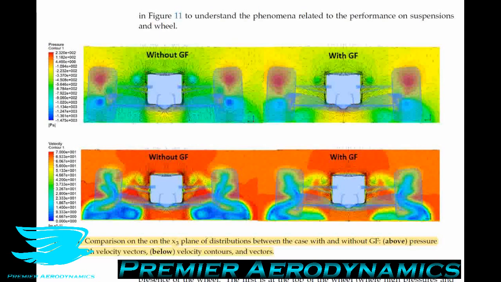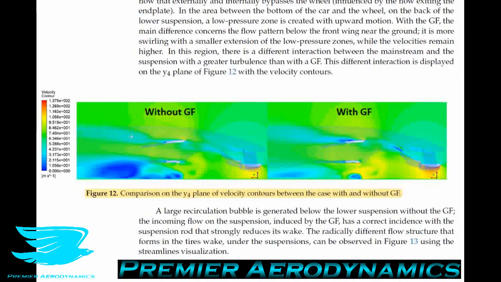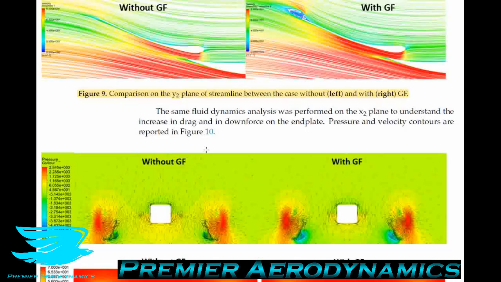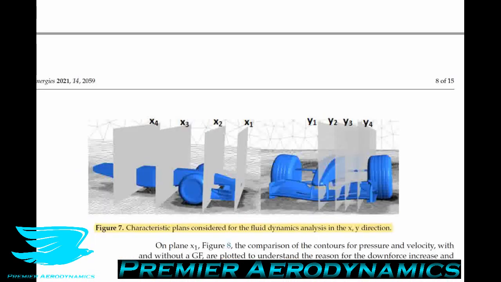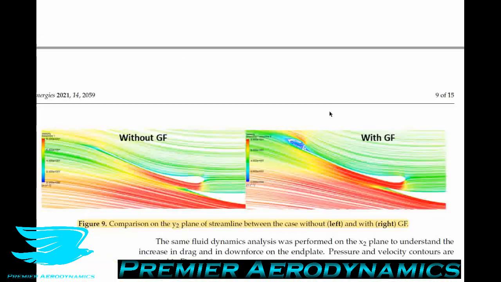So the major change to the tire's wakes can be more clearly seen in figure 12, where you can see a Y-plane slicing from the front left of the car downstream. So this is Y-plane 4. Let's scroll back up to just show you what Y-plane 4 was. Y-plane 4 is this one, which is just on the inside of the tire.